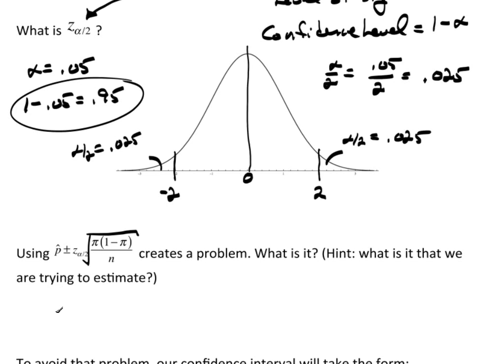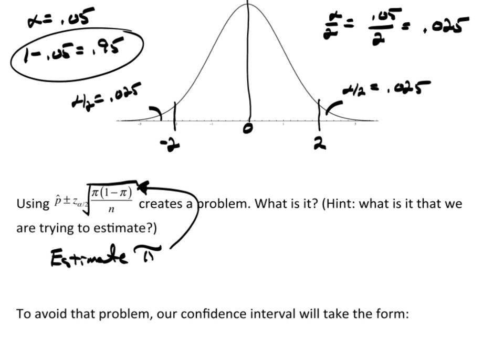And the hint here, in terms of what the problem actually is: what is it we're trying to estimate? Oh, we want to estimate pi. But what's right smack in the middle of our calculation? Pi. So according to this, we have to have pi before we can estimate pi. That doesn't make any sense.